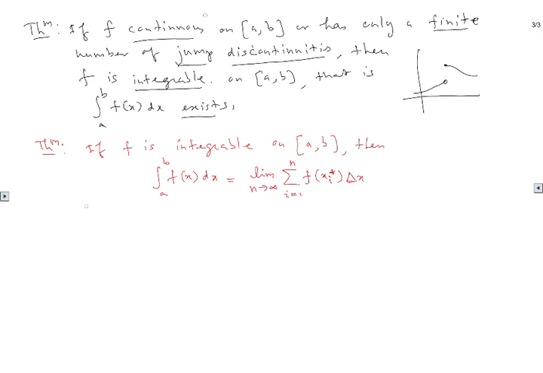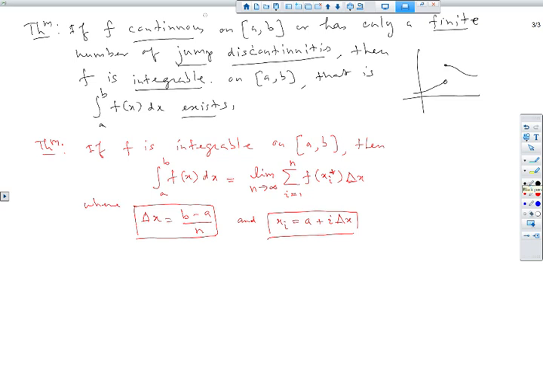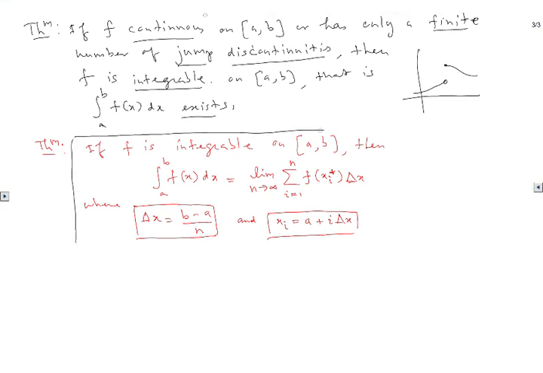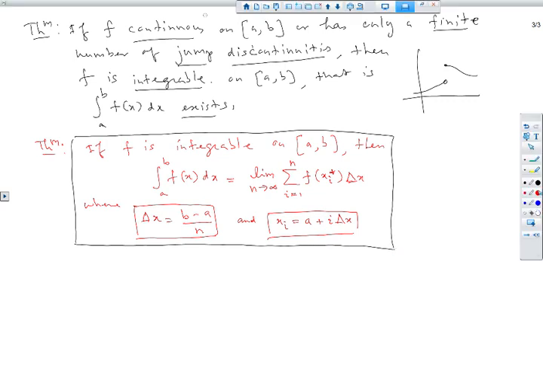Where delta x equals (b minus a) over n. This is something you want to remember. And xi is simply a plus i times the gap, which is also important. This is the idea behind it, and it is useful, so I'm going to put a box around it. Good.